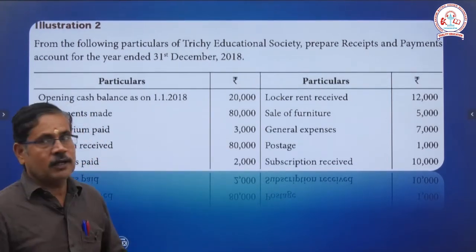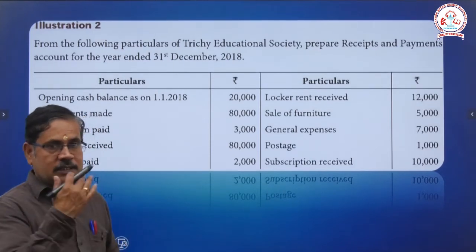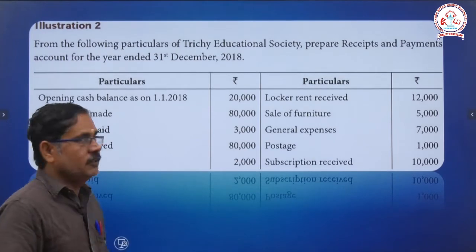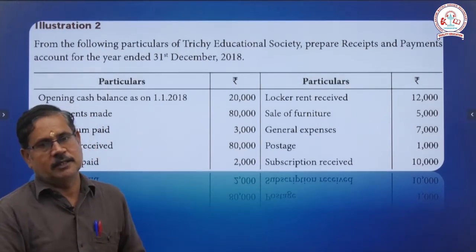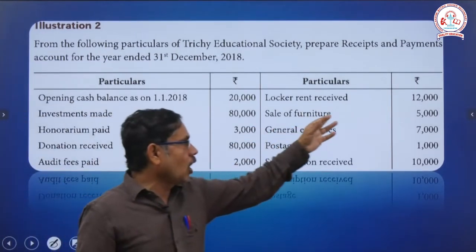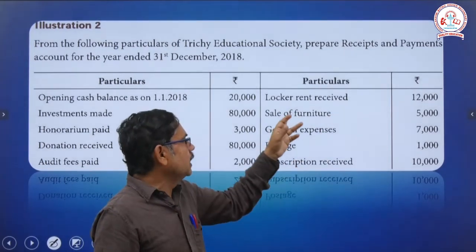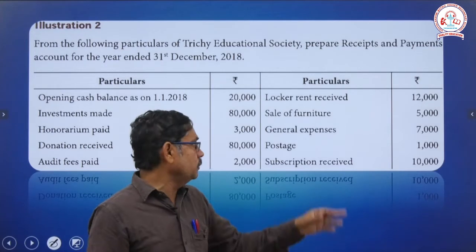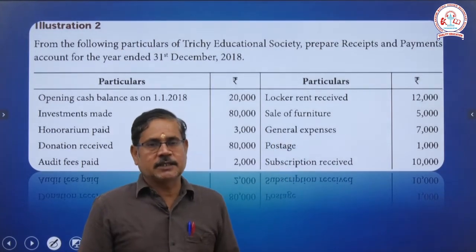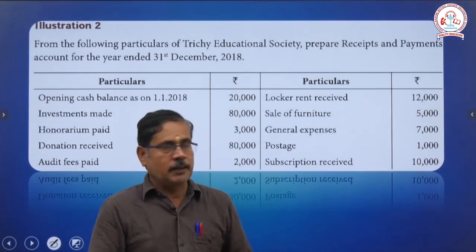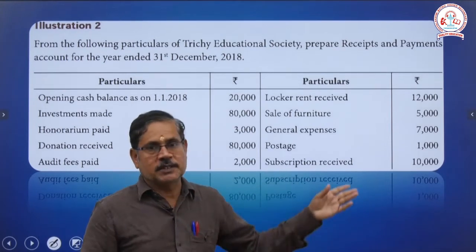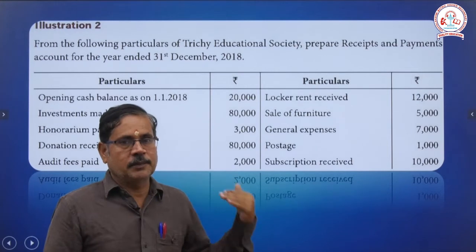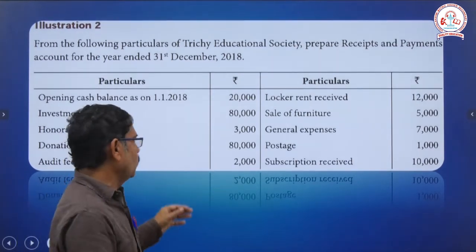Next we will go to donation received. So, we are receiving the donation, it will move to the receipt side. Then after we will see audit fees paid. So, we are paying money, it goes to the payment side. Then locker rent received, receipt side. Then sale of furniture, earning income, it will move to the receipt side. Then general expenses, we incurred the expenses, it will move to the payment side. Then postage rupees 1,000 will appear on your payment side. Subscription received will appear on your receipt side. Now, we will see how to do this.